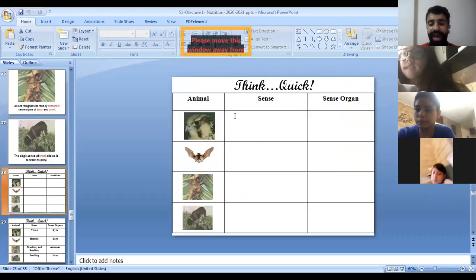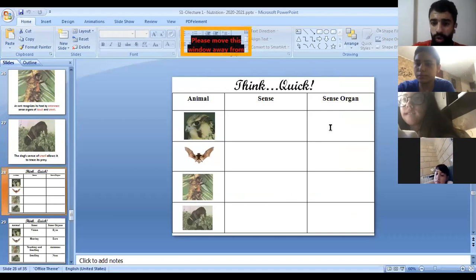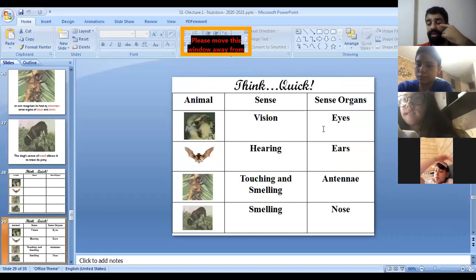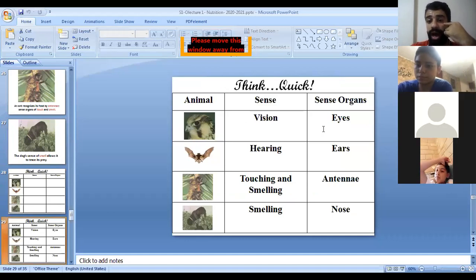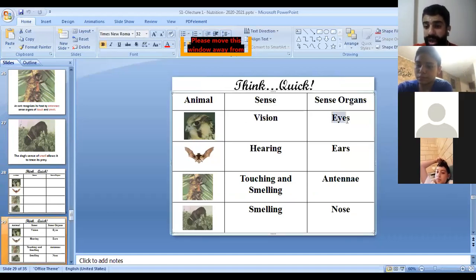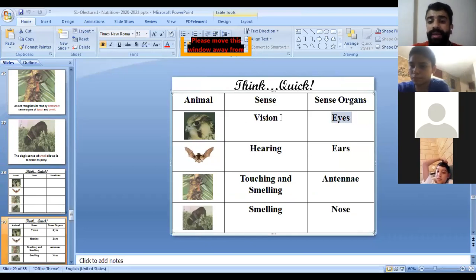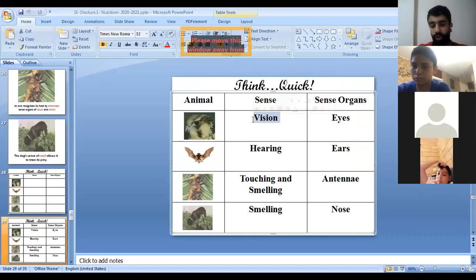So here, the falcon, what is the sense and the sense organ? A sense organ is an organ in our body. The falcon detects the prey using the eyes. So the eyes are called the sense organs, while the sense we call vision. So pay attention to the difference between the sense and the sense organ.